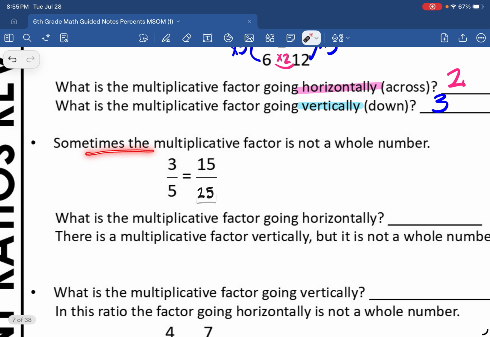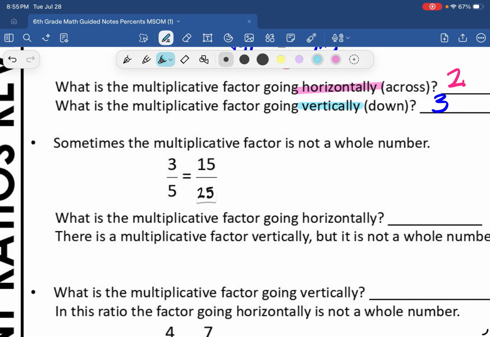Sometimes the multiplicative factor is not a whole number. Let's look at these equivalent ratios right here. What is the multiplicative factor going horizontally? Horizontally, I can go 3 times 5 is 15, and 5 times 5 is 25. So the multiplicative factor is 5.